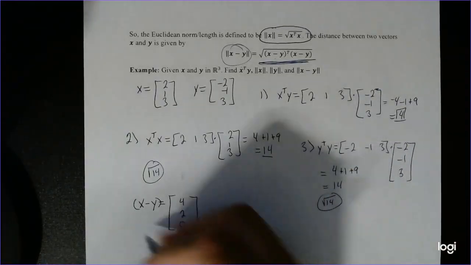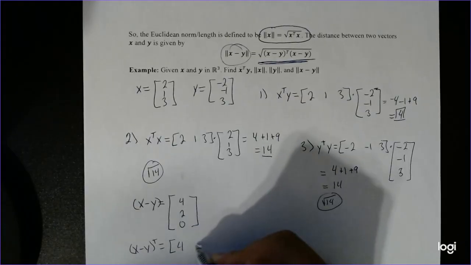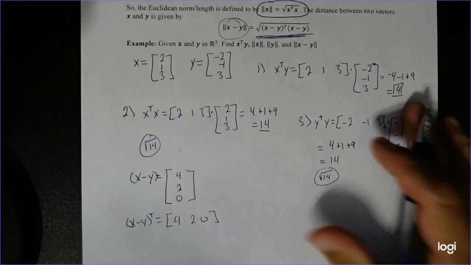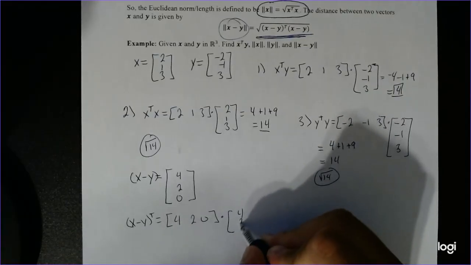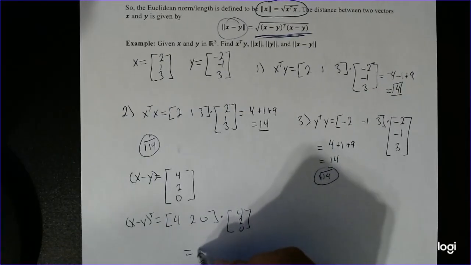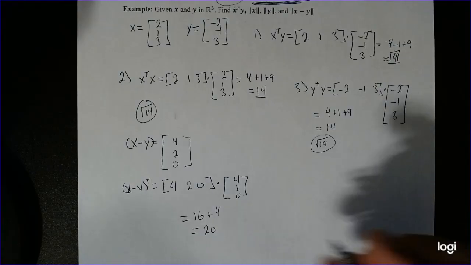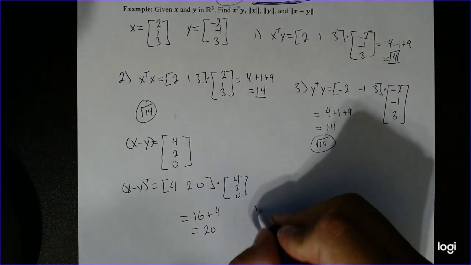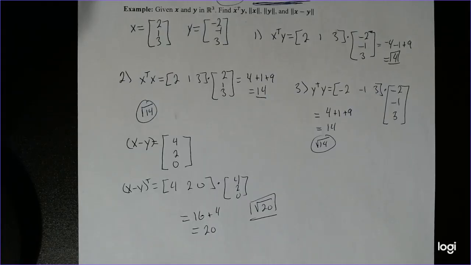All right, so the transpose of this would just be (4, 2, 0). So now I'm just going to take the dot product of this, so I'll put it all together. So 16 plus 4, so 20. So the distance is going to be the square root of 20. Okay, and there we go.